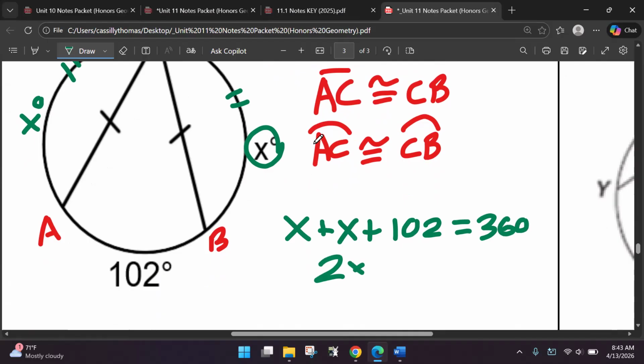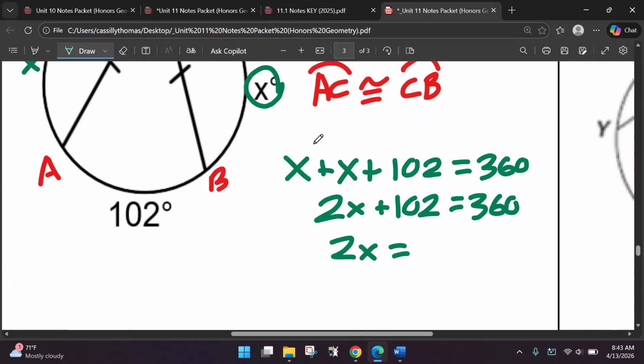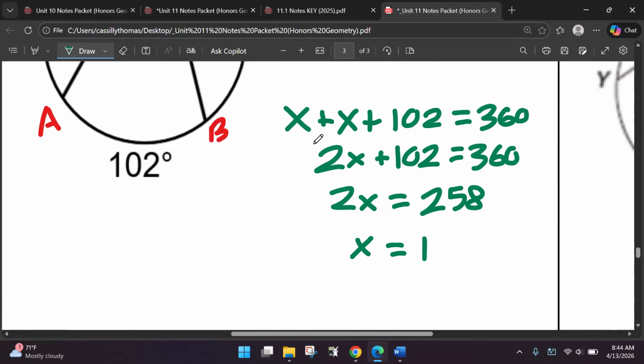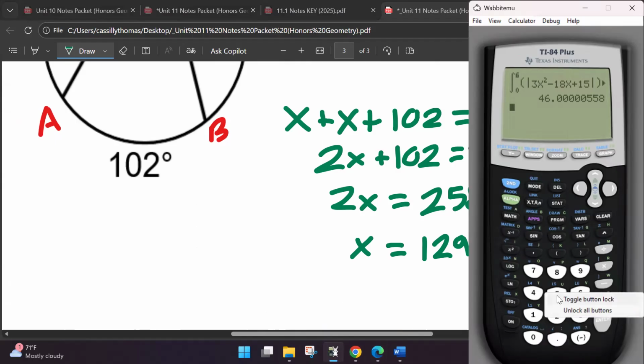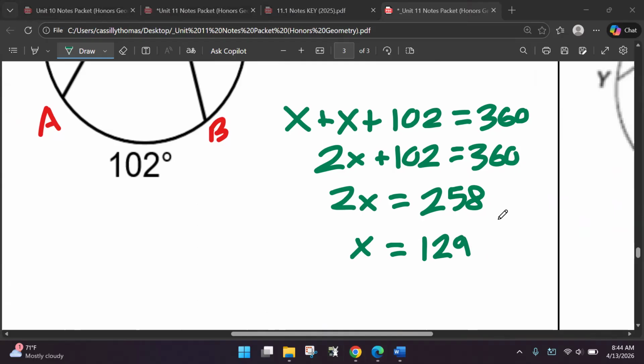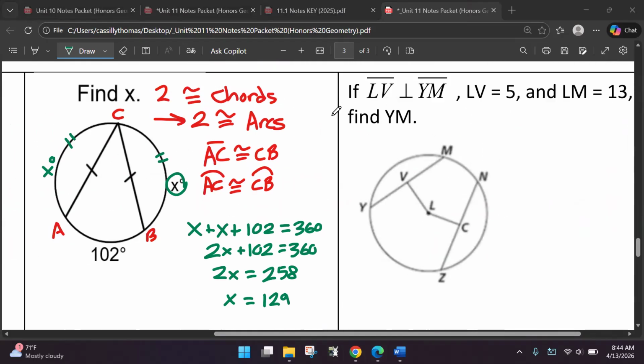All right, so we can solve that now. 2x plus 102 is 360. 2x equals, that's going to be 258. Therefore, x is going to equal 129. Uh-oh, I don't have a calculator on me. Okay, we're good. 129. All right, last one here.